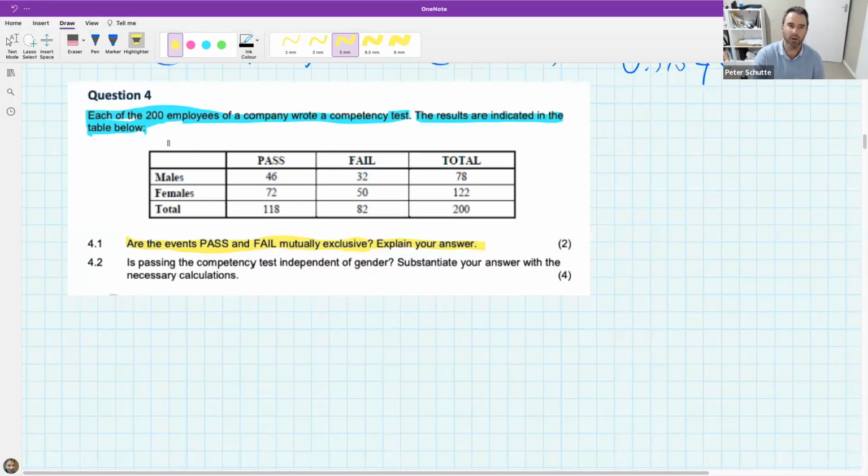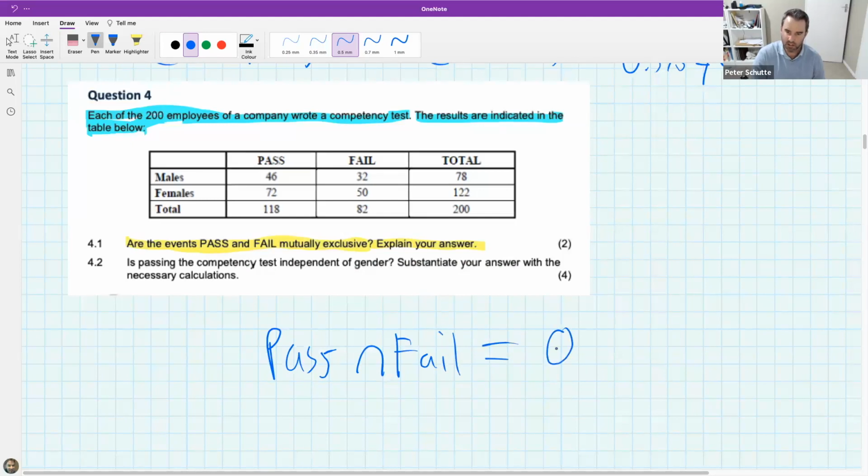There is no intersection. So the technical way of saying it is the intersection between pass and fail is equal to the empty set, or you cannot pass and fail at the same time. And because they can't exist at the same time, they are mutually exclusive. So yes. Okay, next question.